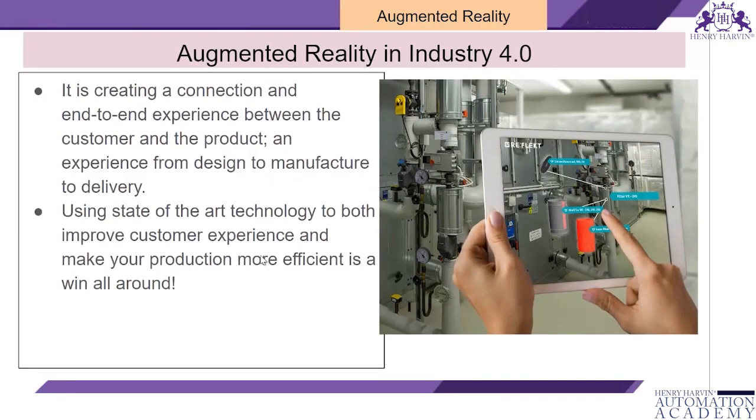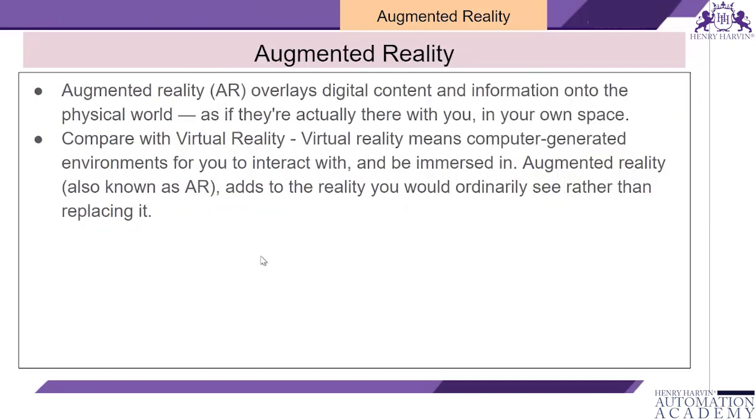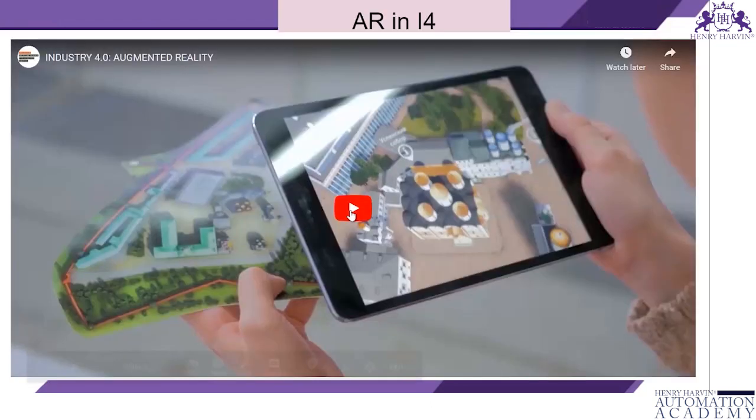Augmented reality is creating a connection and end-to-end experiences between the customer and the product, an experience from design to manufacture to delivery. Using state-of-the-art technology to improve customer experiences and make your production line more efficient is a winner all-around situation. And now, through a video, we will try to understand what is augmented reality in Industry 4.